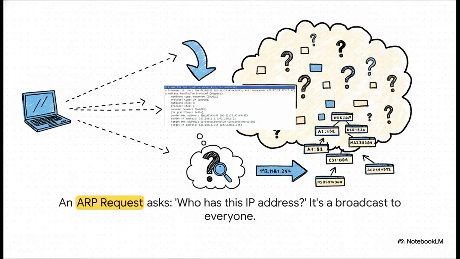So here's how it works. Your computer sends out a special message called an ARP request. And as you can see, the destination is set to broadcast. This is the digital version of shouting into that crowded room. "Hey everyone, who here has the IP address 192.168.1.254? Can you please tell me your MAC address?"